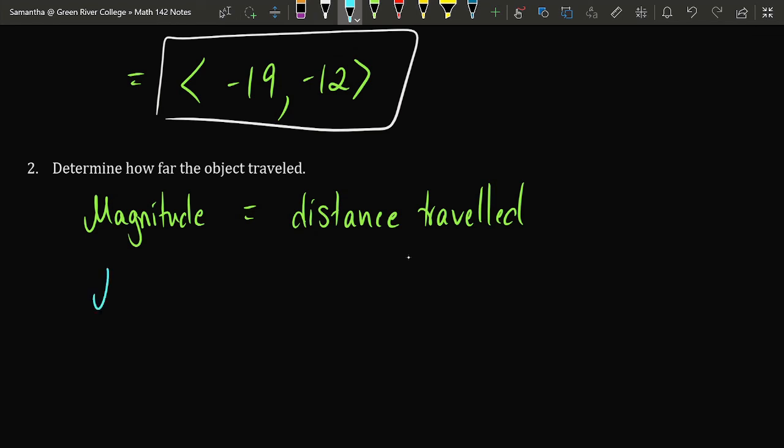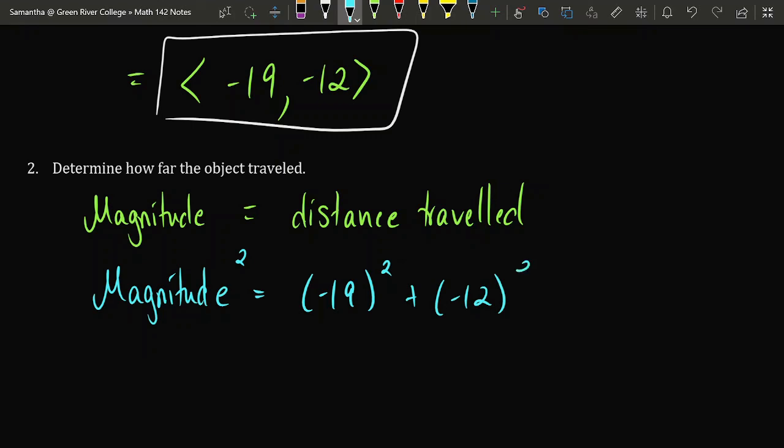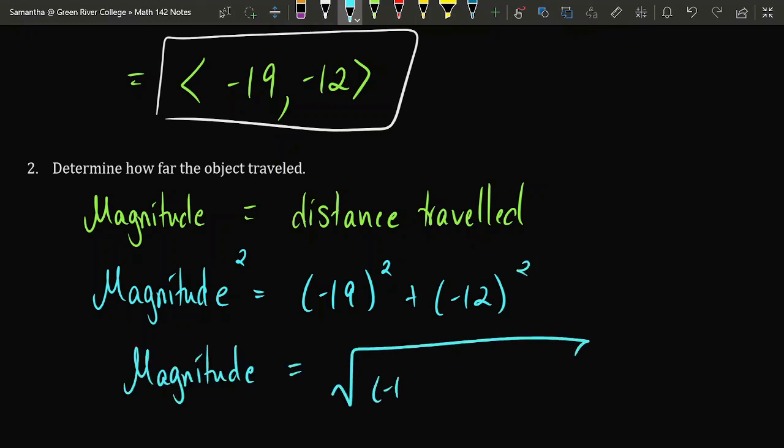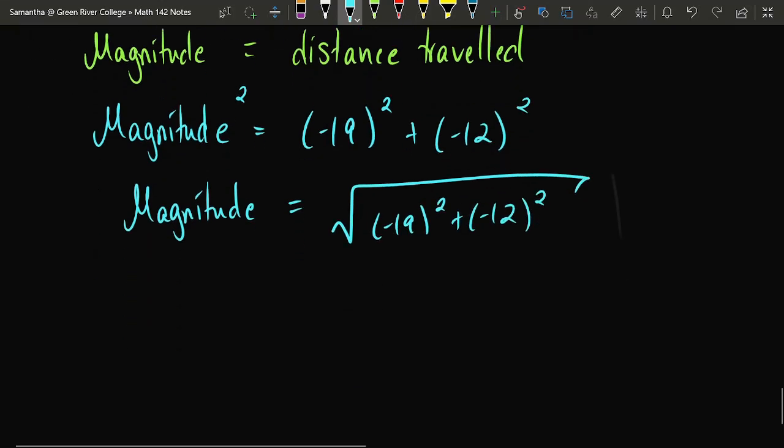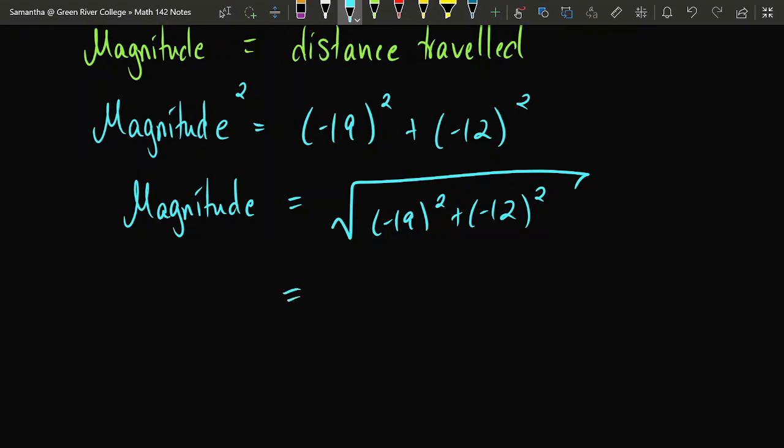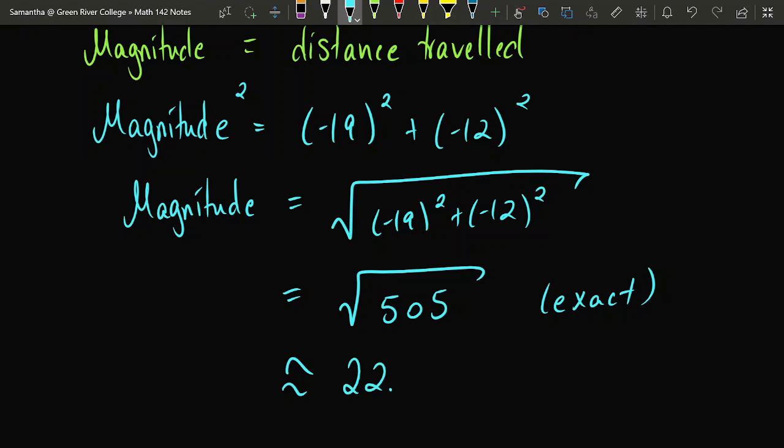So I can use the magnitude formula, which says that magnitude squared is equal to (-19) squared plus (-12) squared. Therefore, the magnitude is equal to the square root of this quantity. The distance traveled, therefore, would be equal to 22.5, approximately. That concludes today's material.